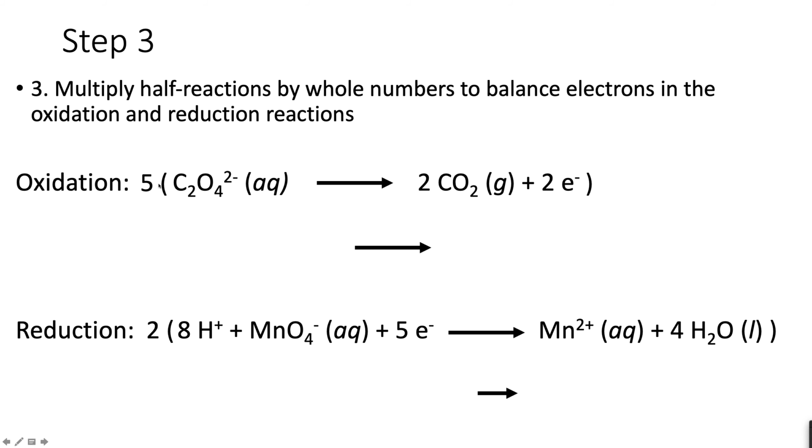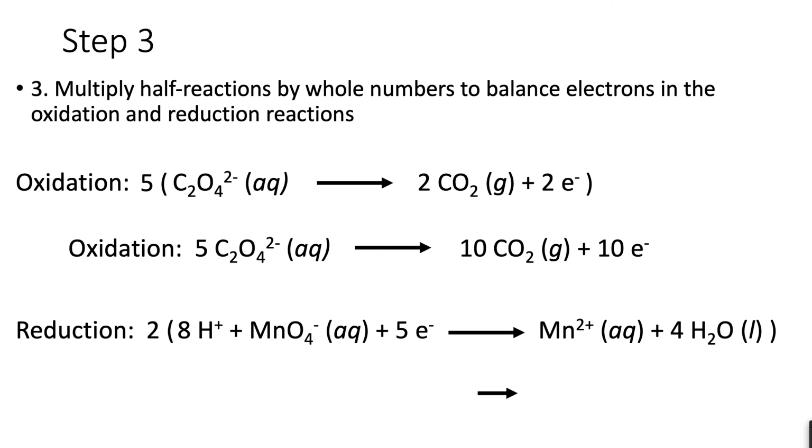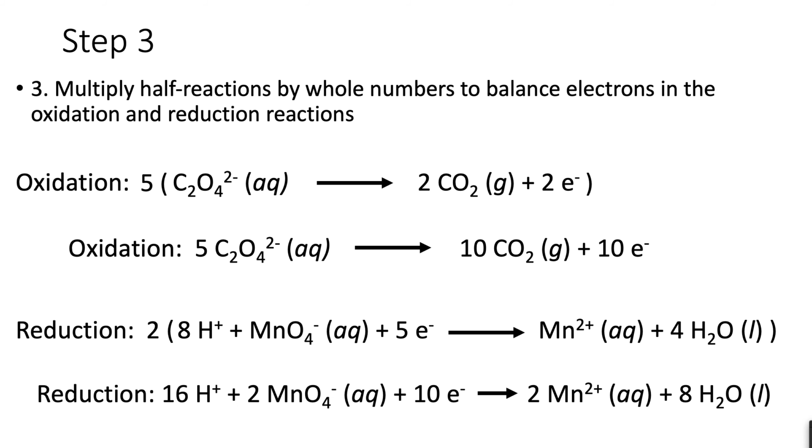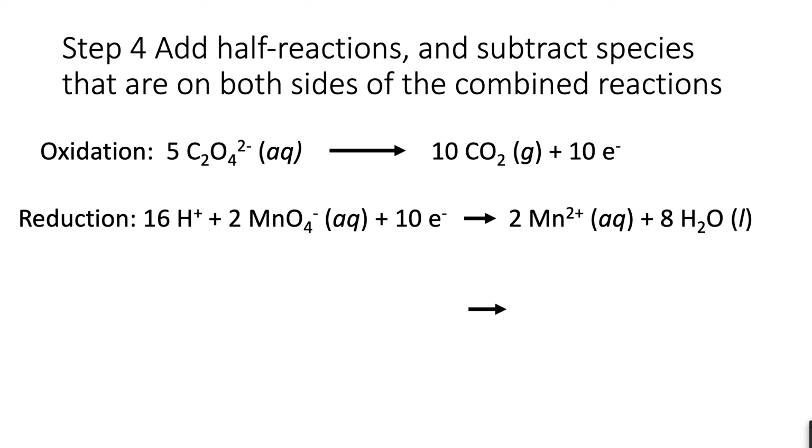But be careful, you must apply this 5 to each chemical species in the oxidation reaction, and this 2 to each chemical species in our reduction half reaction. So 5 C2O4 2-, 5 times 2 is 10 for the carbon dioxide, then 10 electrons. Then for our reduction portion, we get 16 hydrogens. You get the point. All right, step 4 is that we must add our half reactions and subtract species that are on both sides of the combined reaction.